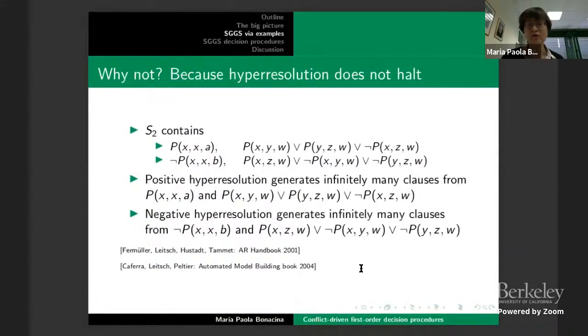Now, let's see what hyperresolution does on this set. Hyperresolution generates infinitely many clauses. So the termination of SDGs is not an easy thing for a semantic-based technique. Positive hyperresolution generates infinitely many clauses from the first two clauses because it takes the second one, the mixed one, as nucleus, the first one, PXXA, as satellite. They resolve and generate a positive clause, which then can be used as satellite again, and so on forever. And negative hyperresolution generates infinitely many clauses from the third and the fourth clause. Now, this is actually a well-known example which defeats hyperresolution.